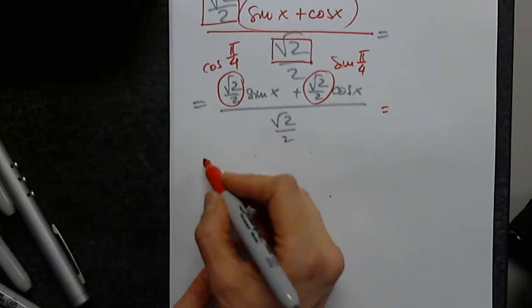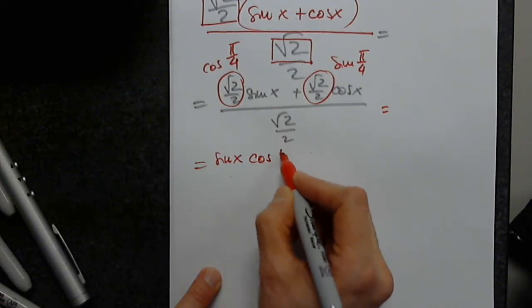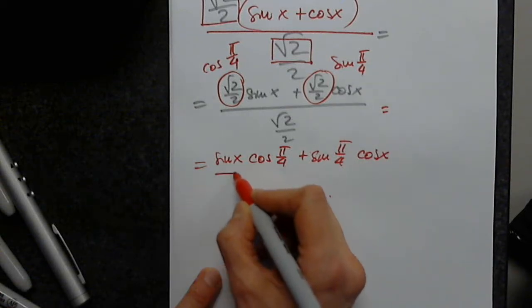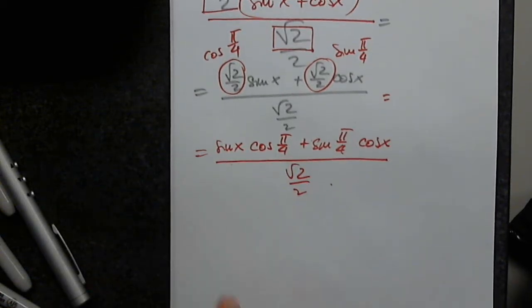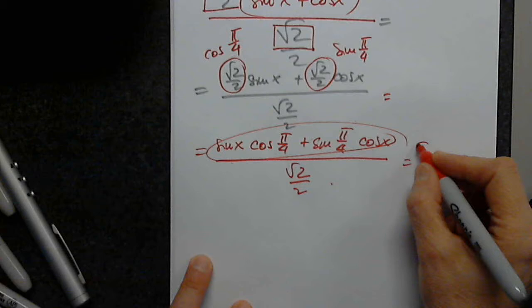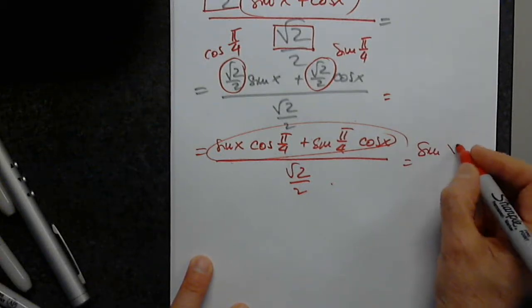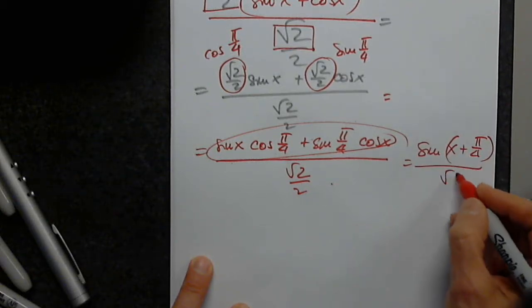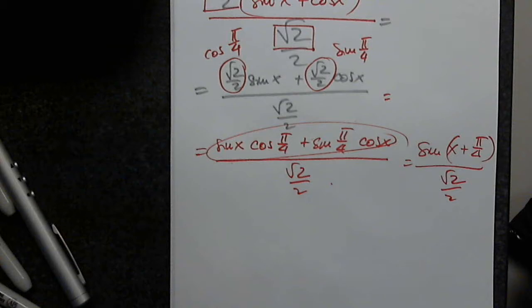So here's what I have. I have sine x cosine pi over 4 plus sine pi over 4 cosine x, over the square root of 2 over 2. What do I replace the top by? All this. Yes? x plus pi over 4, sorry. That's it. And yes, I have to deal with the square root of 2 over 2 a little bit and simplify that in the denominator. Do you understand the mechanism?